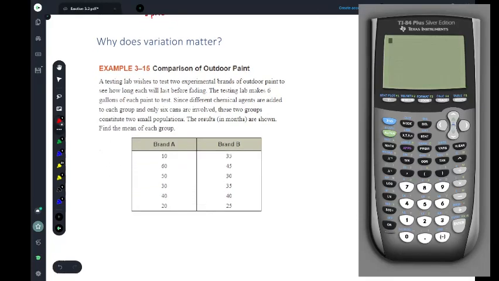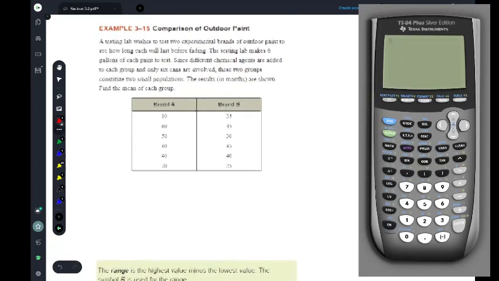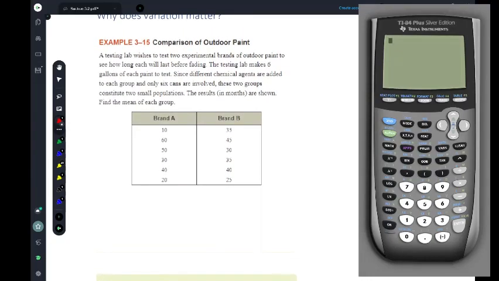It says this: a testing lab wishes to test 2 experimental brands of outdoor paint to see how long each will last before fading. Makes sense. The testing lab makes 6 gallons of each paint to test. Since different chemical agents are added to each group and only 6 cans are involved, these 2 groups constitute 2 small populations. Okay, so the results in months are shown. Find the mean of each group.